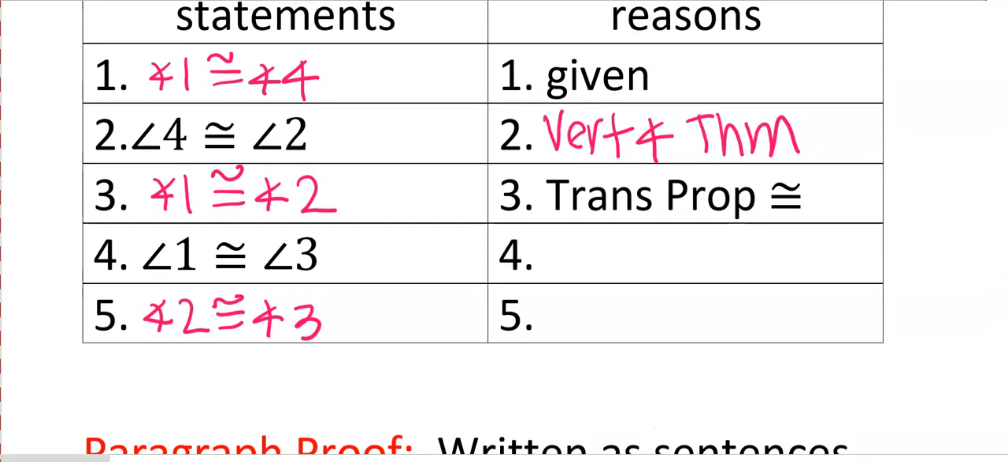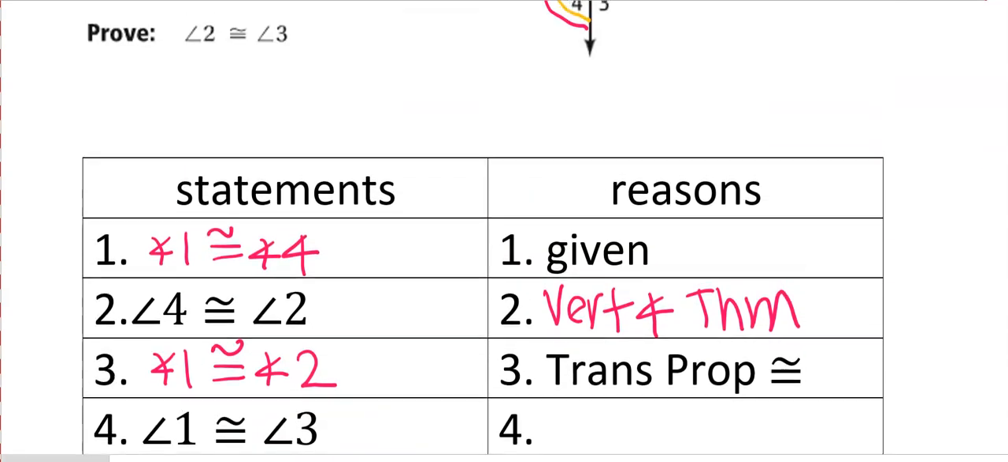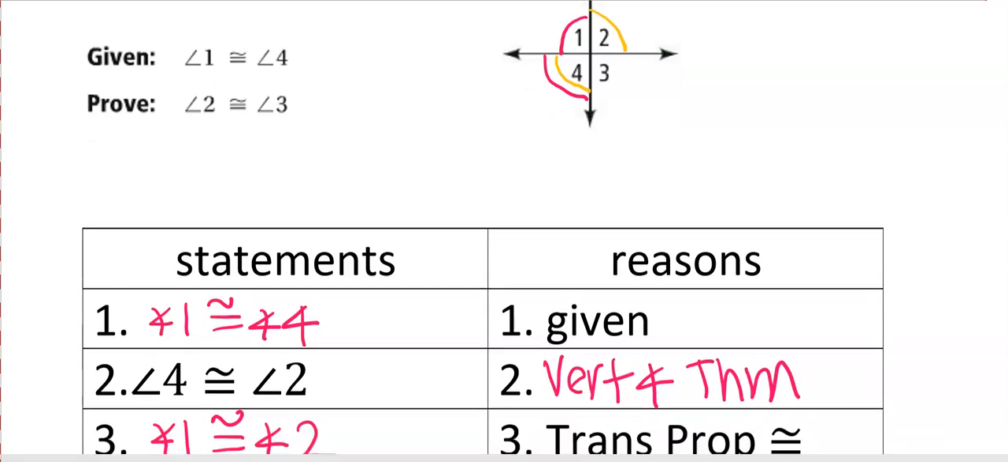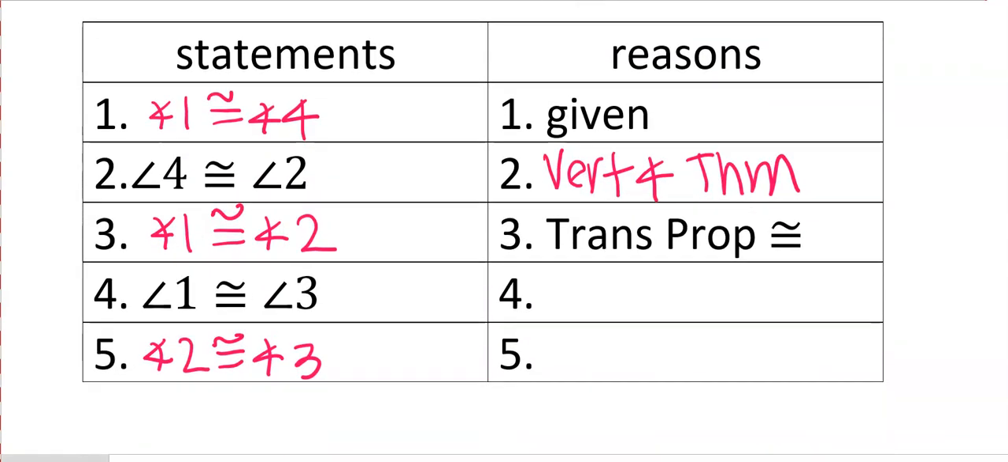I'm looking at step 3 to step 4. I have 1 and 2 the same, and it says 1 and 3 are the same. But I don't know why 1 and 3 are the same, but if I look at the picture, what kind of angles are those? Those are vertical again. So if you get lost in the proof, go back to the picture and go, maybe that's something that I already know. 1 and 3 are also vertical, so I'm going to say vertical angle theorem again. Doesn't matter that I already used it, it's okay.